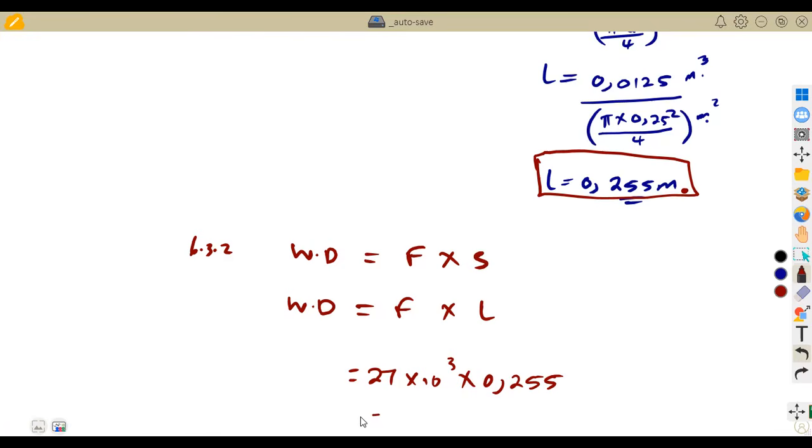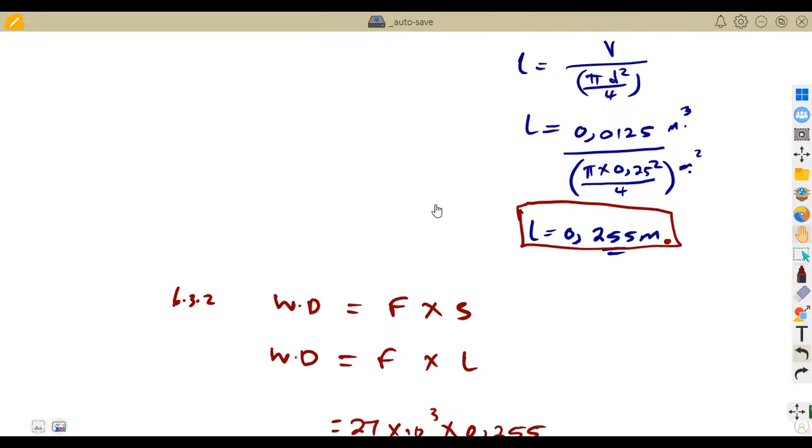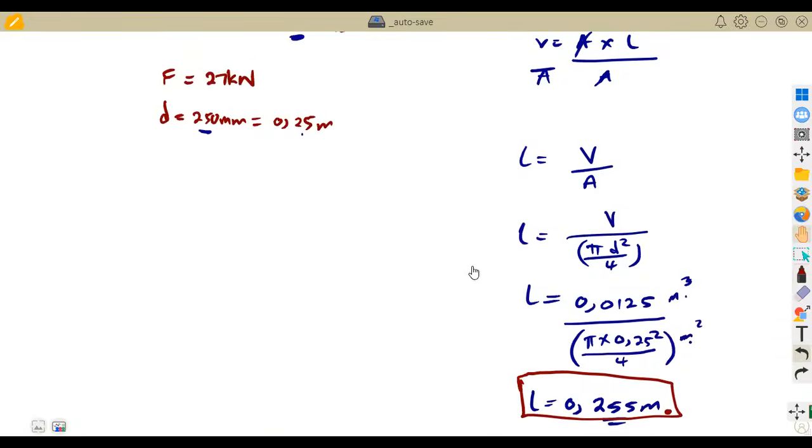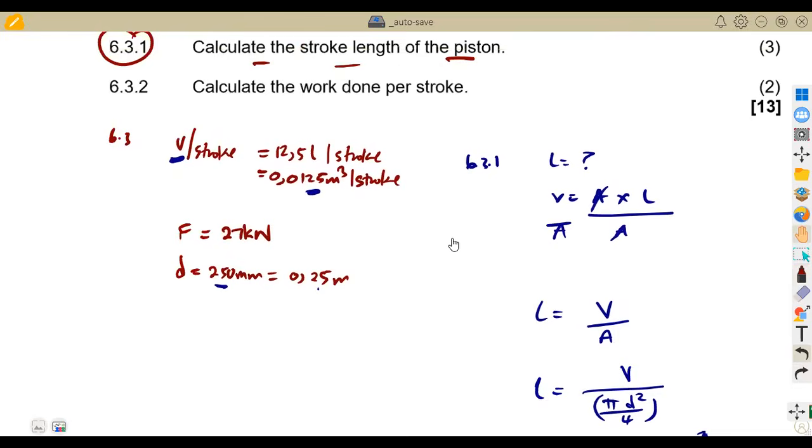So that is the idea in this case. If we multiply these two, we are going to obtain 6885, which is in joules. Remember, work done. Or we can have this in kilojoules, which is 6.885 kilojoules if we divide by 1,000. So that was the condition of our question, to calculate the work done per stroke, and you can see 2 marks for that. So that is it.